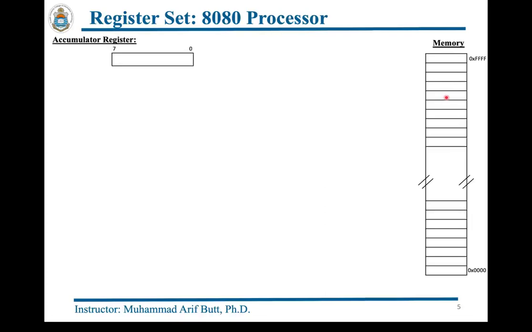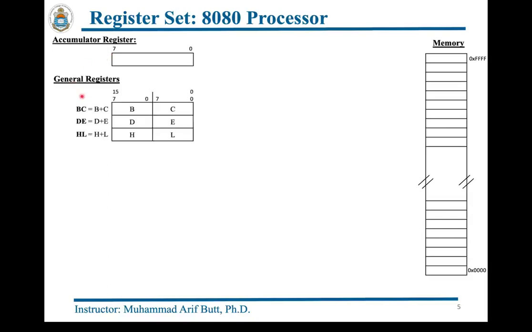Well, as far as the register set of 8080 is concerned, there is an 8-bit A register, the accumulator register, used for arithmetic, logic, I/O and load store operations. Then we have 6 general purpose 8-bit registers, B, C, D, E, H and L. These B, C, D, E and H, L can be used in pairs by the programmer as 16-bit data pointers to reference the memory addresses.